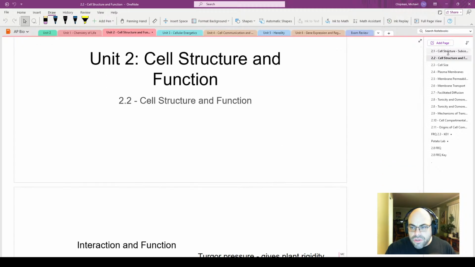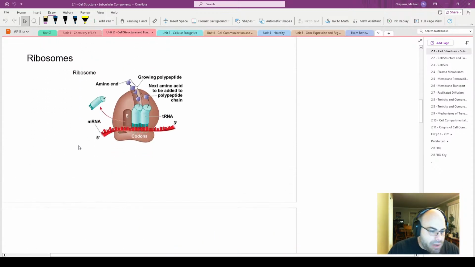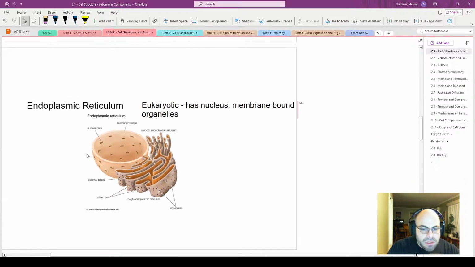Cell structure and function. Subcellular components. There's a blank there. Ribosome. It's the purpose of ribosome. It's a site of protein synthesis, right? ER, there's 2 kinds of ER, so you can define them separately, but we'll just look at them.